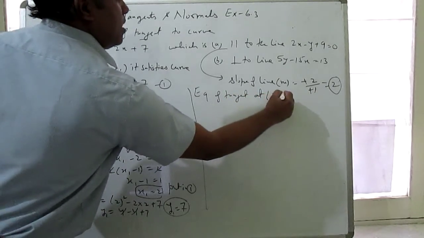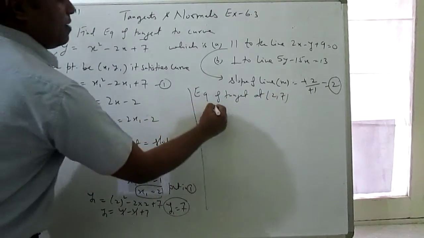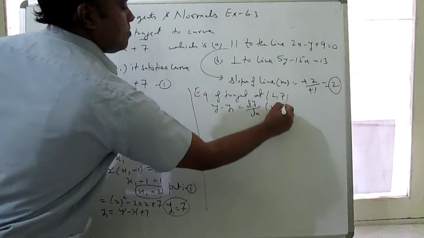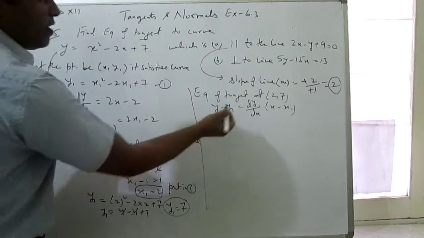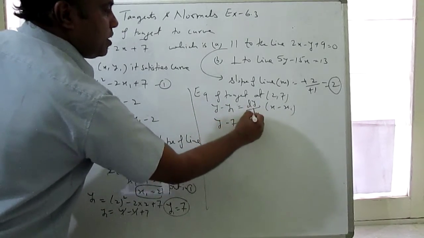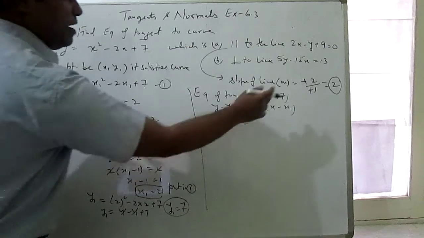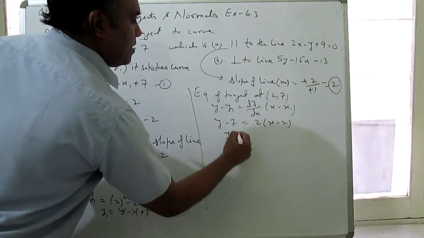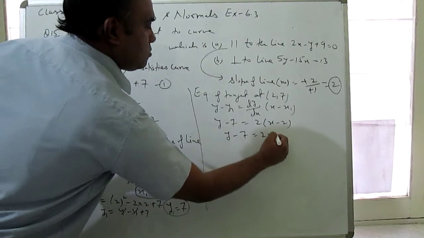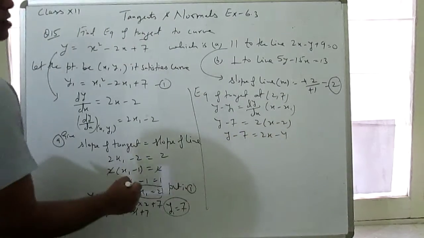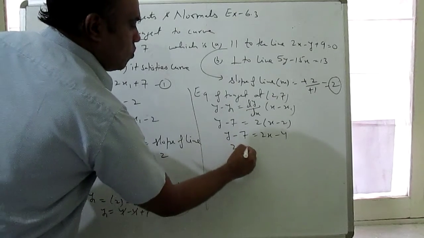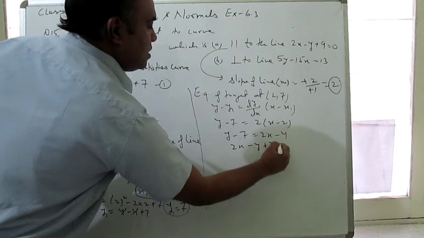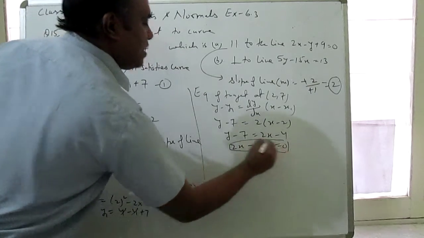So equation of tangent at 2,7, y minus y1 is equal to dy by dx times x minus x1. What is dy by dx? Dy by dx is 2, x minus 2, y minus 7 is equal to 2x minus 4, so it is 2x minus y, 7 को उधर ले जाइए तो ये plus 3 is equal to 0. This is the equation of tangent.